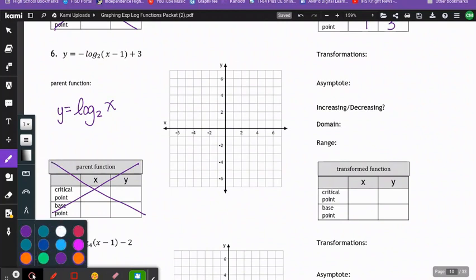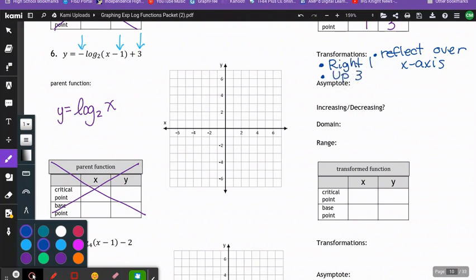So let's mark all of those. I have that negative sign, I have a -1 and a +3. So I'm going to have a total of 3 transformations to list. The first one, the negative, makes my graph reflect over the x-axis. The -1 makes my graph go to the right 1 unit. And the +3 makes my graph move up 3 units.